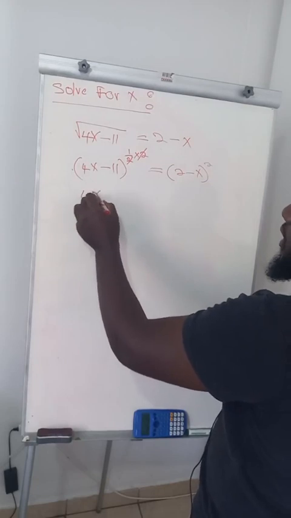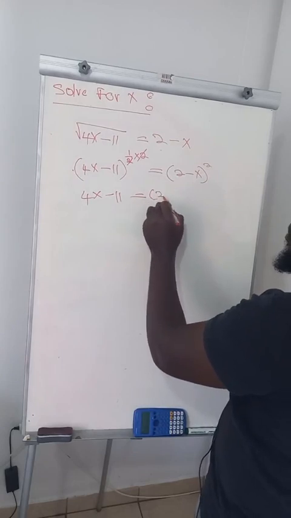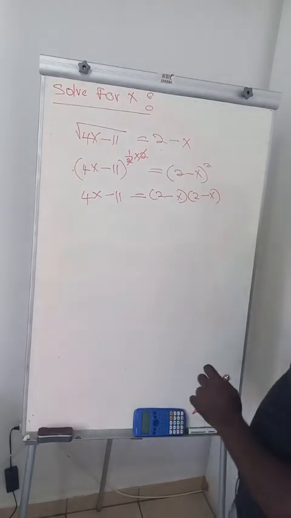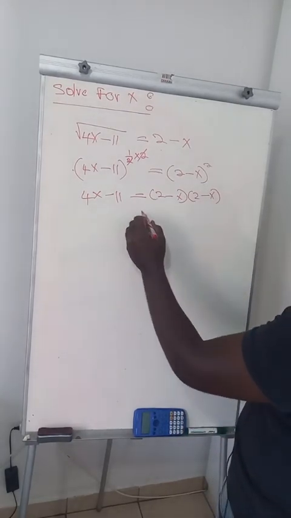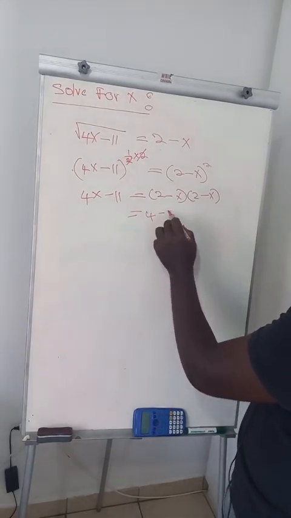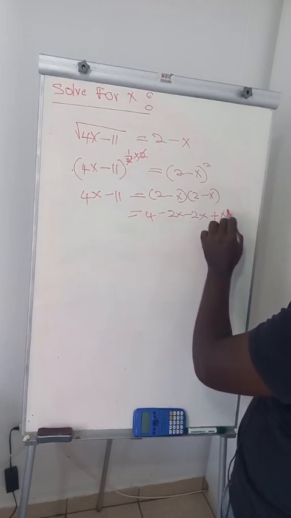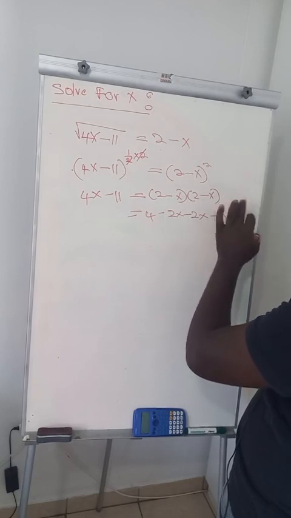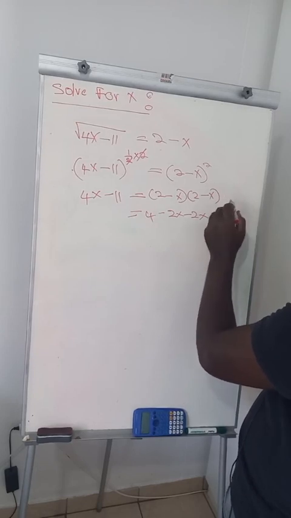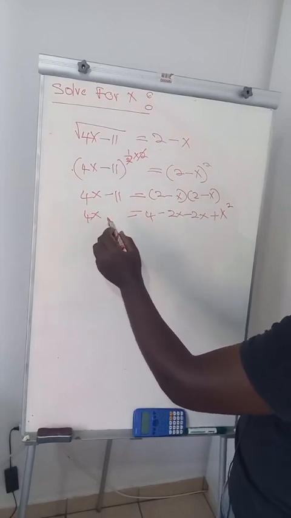left with 4x minus 11 is equal to, now this is the same as 2 minus x, multiplied by 2 minus x. So once you have something like this, you can then say 2 multiplied by 2 will just give you 4, minus 2x, minus 2x, and then plus x squared. Sorry for my 2 here. Now this side you'll still be having the 4x, and then minus what?